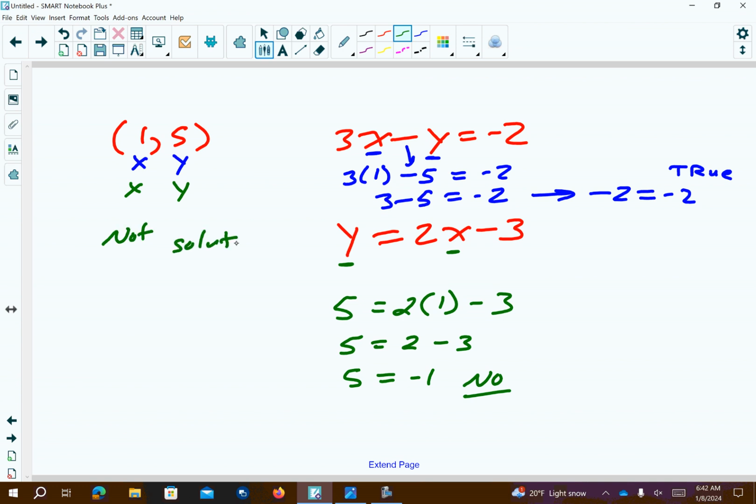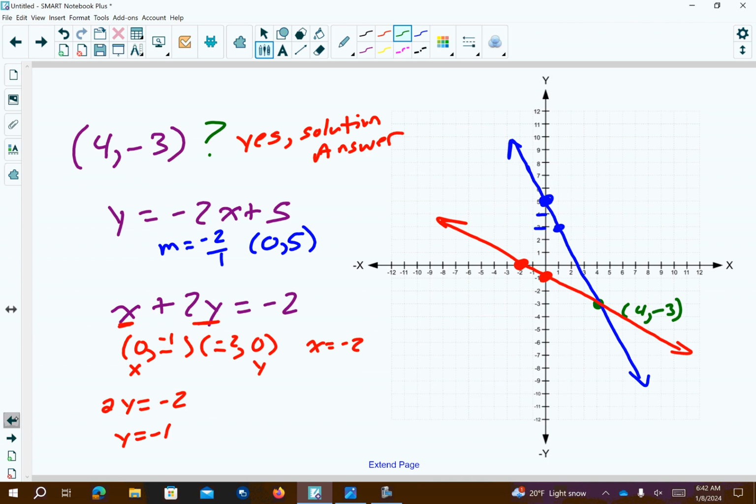If I had gone back to that other problem, let's plug this in and see what happens. I have an x and I have a y. Let's plug those x and y in here. So I get negative 3 equals negative 2 times 4 plus 5. So negative 3 equals negative 8 plus 5. Negative 3 equals negative 3.